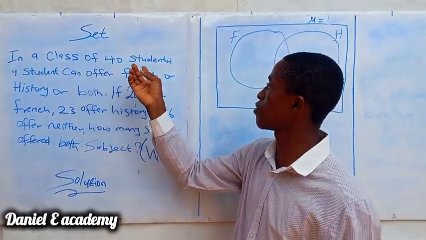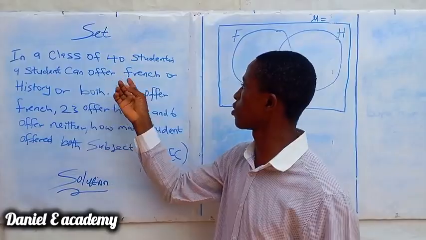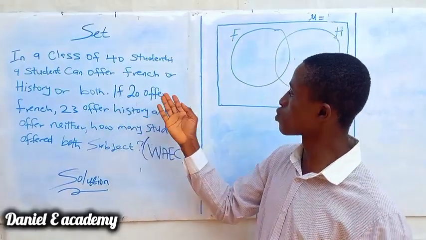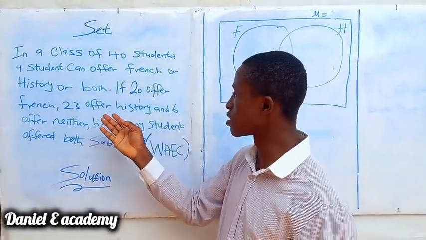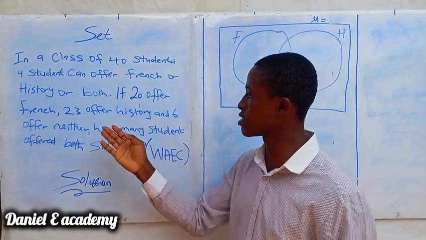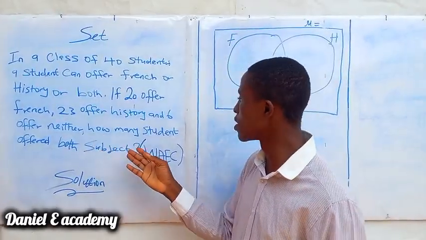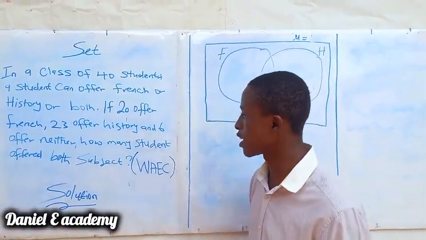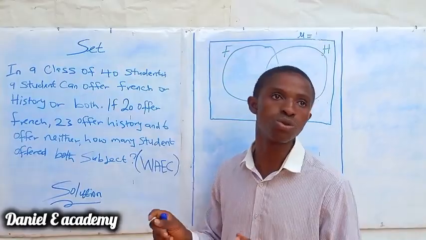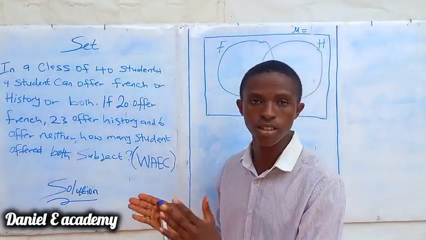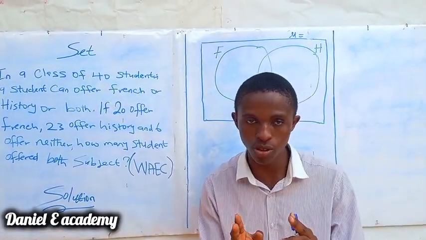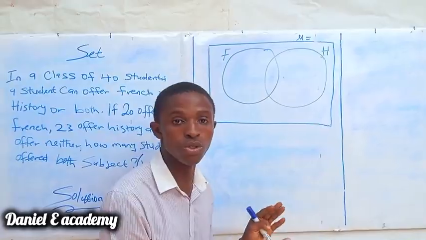In a class of 40 students, a student can offer French or history or both. If 20 offer French, 23 offer history, and 6 offer neither, how many students offer both subjects? So they ask us to find how many do both French and history. So we will use a Venn diagram. There are 2 methods, but in this video we use the Venn diagram.